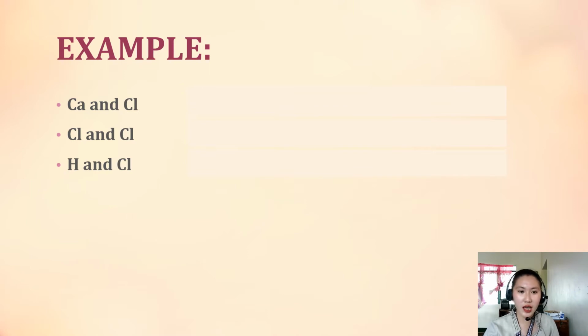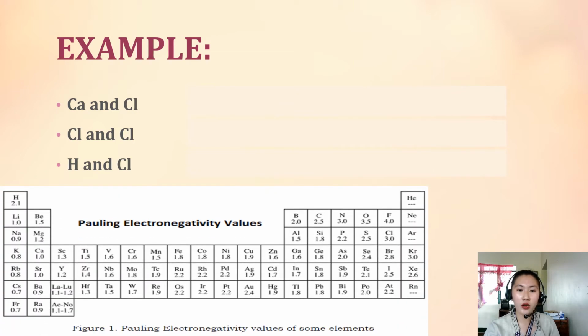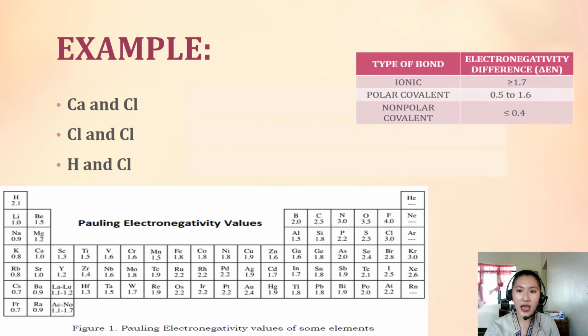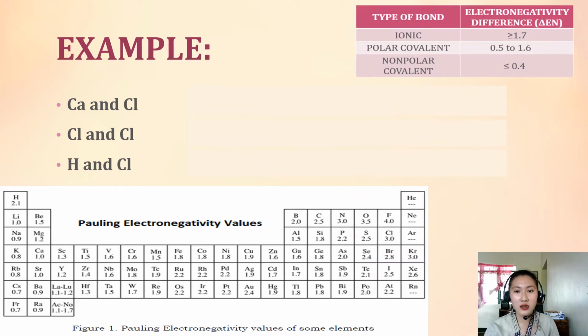So first we have calcium and chlorine. Second is two chlorine atoms. Third is hydrogen and chlorine. So first, let us have our electronegativity values here as a guide, and the type of bond based on electronegativity difference table. Okay, so first, let us find the electronegativity difference of the atoms.